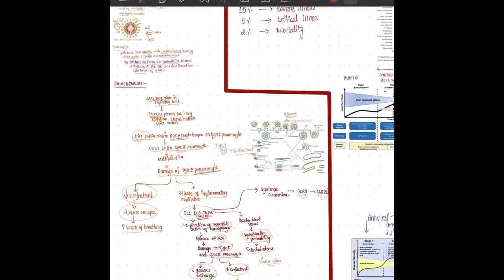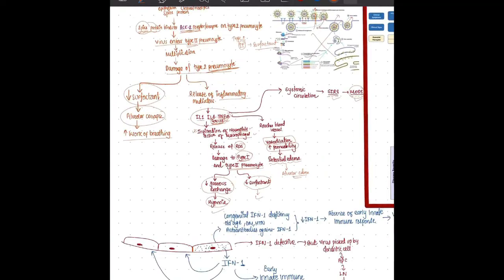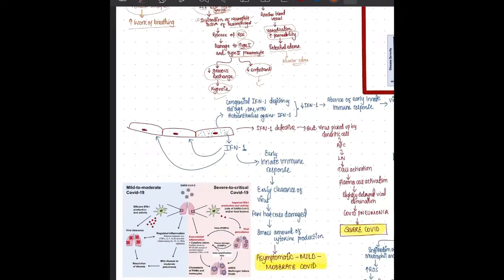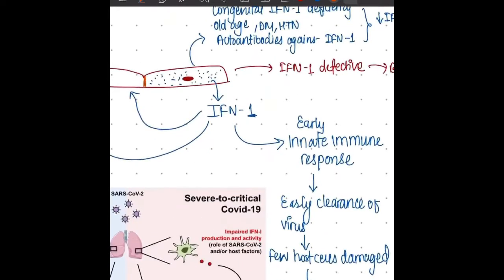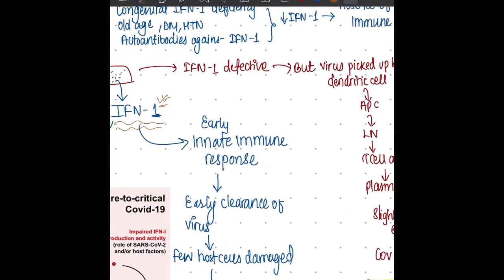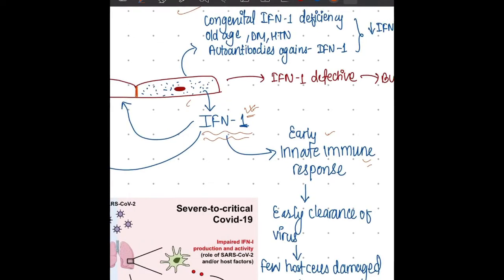Most of the cases, in fact 80% of the cases, are asymptomatic or mildly symptomatic, right? So why is this discrepancy? Well, none of us knew the reason for the discrepancy in the presentation of this disease up until very recently, when the role of interferon type 1 was explored. What happens is that most of the population have a proper amount of working interferon type 1, and due to this working interferon type 1, there is activation of early innate immune response whenever a virus infects a single cell.